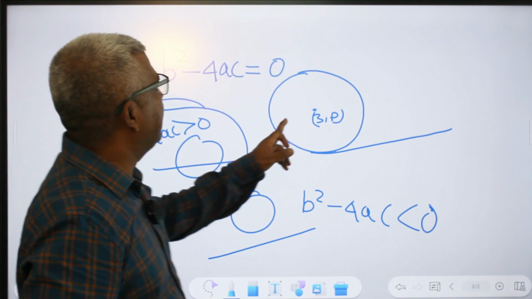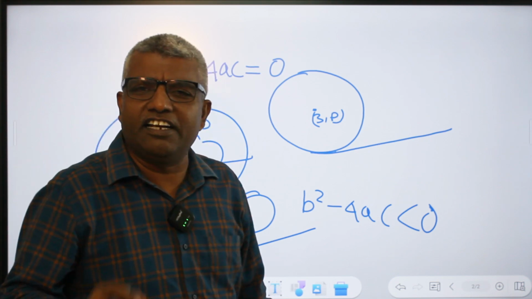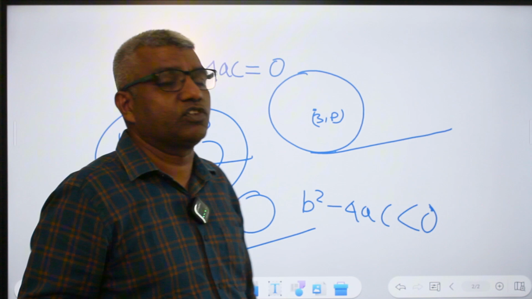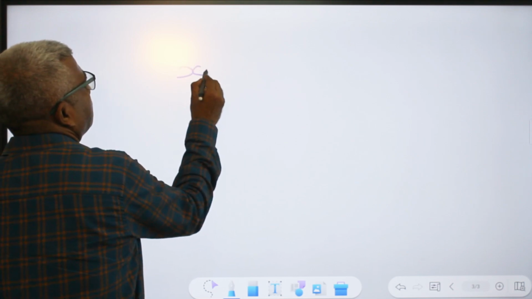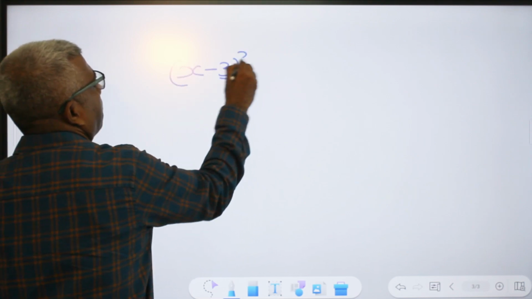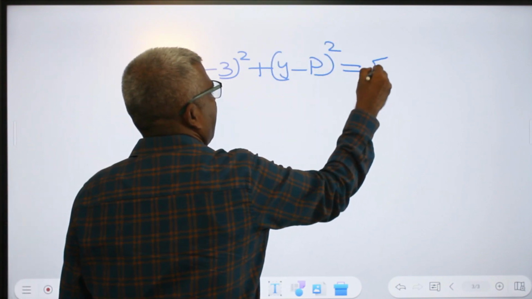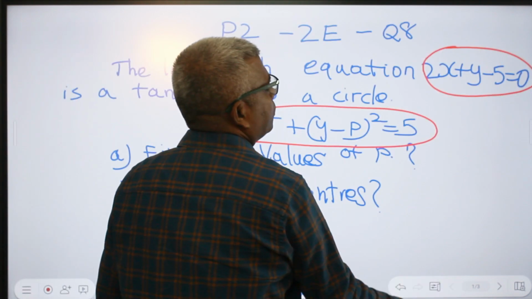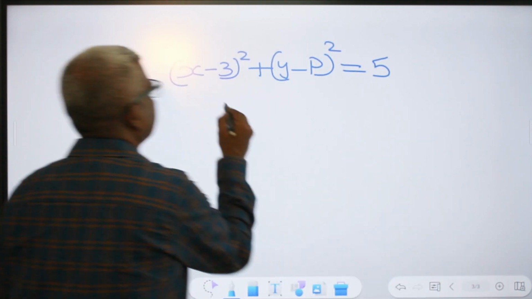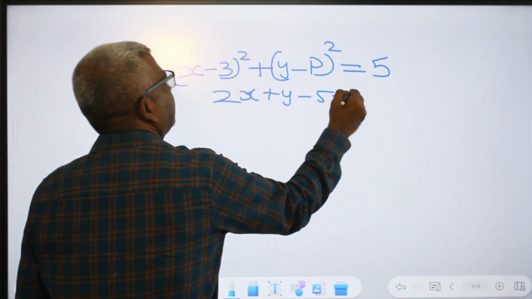Now we have to focus, it's a tangent. Tangent means the line touches the circle at one place. So B squared minus 4AC is equal to 0. What is the circle equation they gave? (x minus 3) whole squared plus (y minus p) whole squared is equal to 5. What is the tangent they gave? 2x plus y minus 5 is equal to 0.